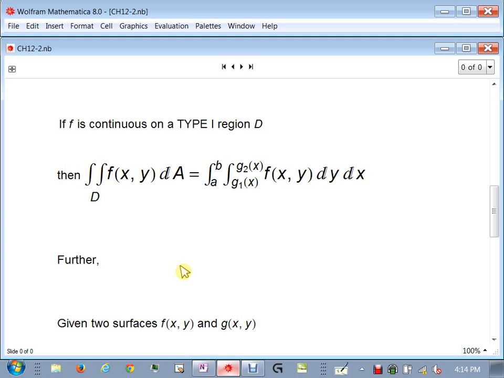The constants are on the outside, A to B. A and B went with X, right? And then, instead of having constants here, we have functions. And so our functions are our limits of integration. And then our dy has to be on the inside. You are not allowed to switch the order of integration when you have a type 1 region. You are forced to plug through it in the order that you have it. You have to. All right?